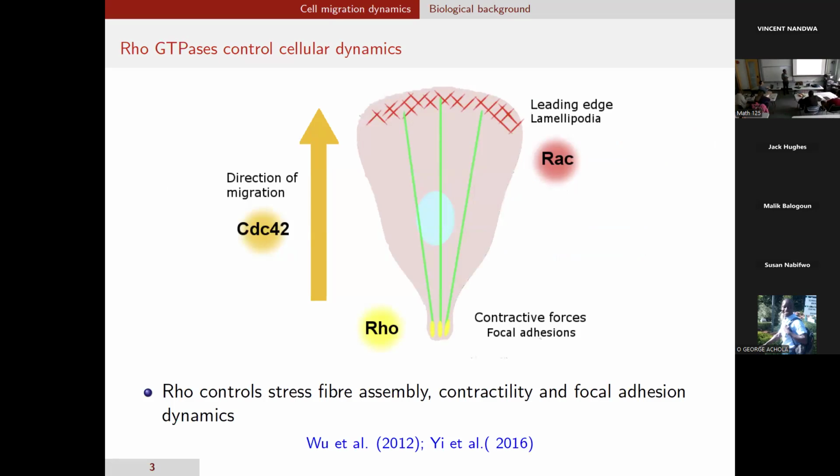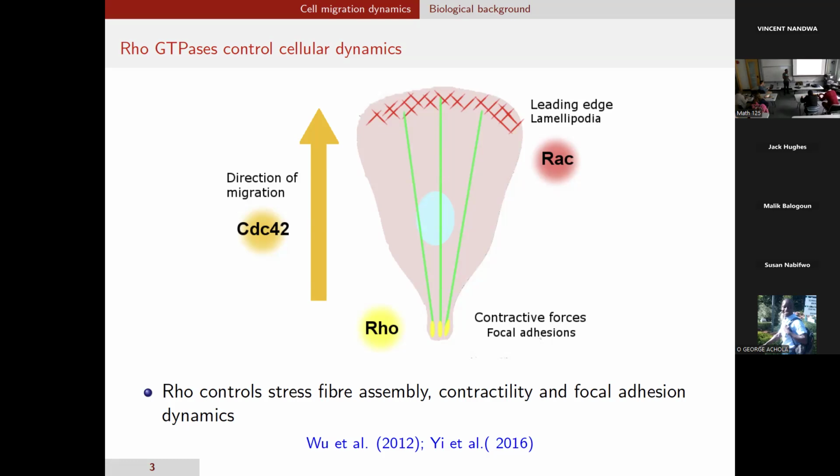There are different types of Rho GTPases, but the most studied ones are called Cdc42, Rac, and then Rho. Cdc42 controls the direction of migration. Rac controls cell protrusion at the front, and then Rho controls the contractility of the cell. Our focus here is on this molecule called Rho, which controls cell retraction or cell contractility.